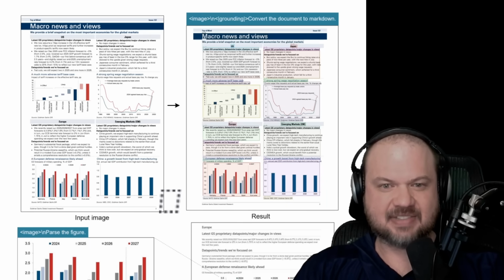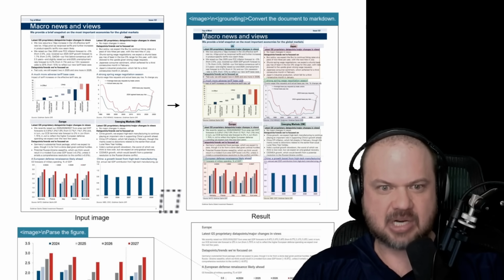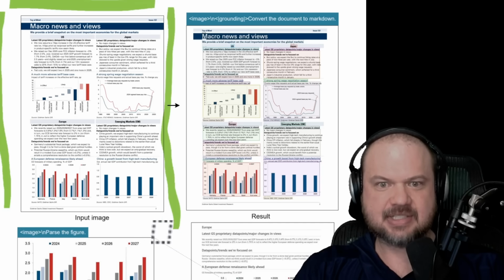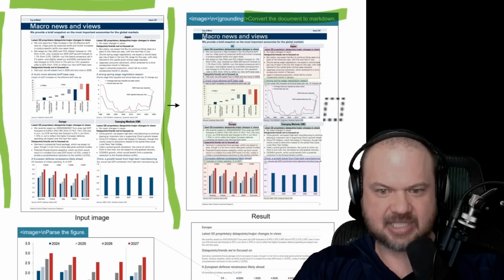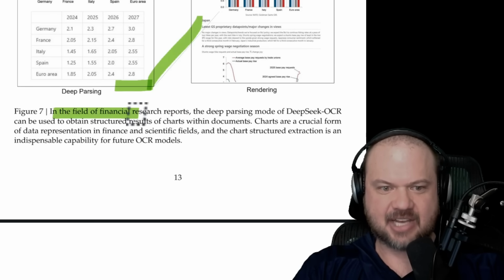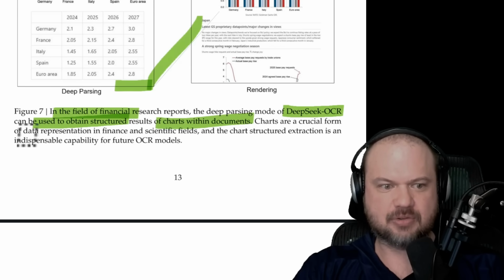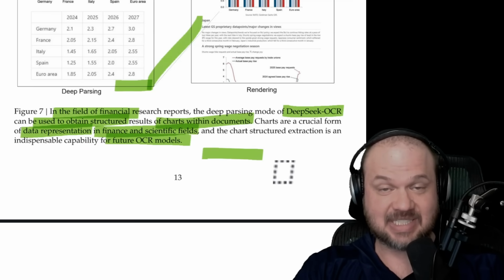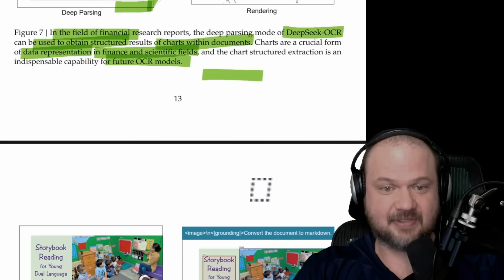The paper also gives a lot of examples of what these models can do, such as taking the input image like this and converting the document to markdown, parsing and rendering images. So they say here, in the field of financial research reports, the deep parsing mode of Deepseek OCR can be used to obtain structured results of charts within documents. Charts are a crucial form of data representation in finance and scientific fields. So these future OCR models will definitely need these abilities and it'll be very useful.